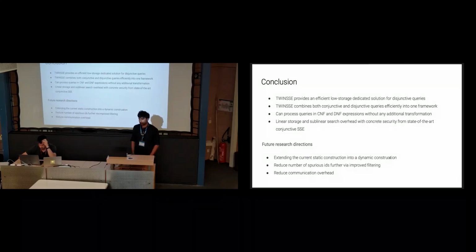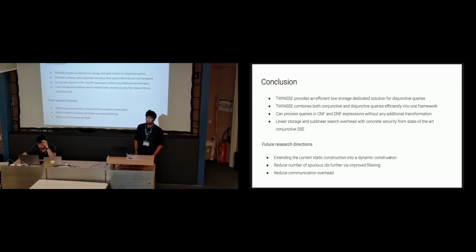In conclusion, we provide an efficient low-storage dedicated solution for disjunctive queries which can also process conjunctive queries efficiently. And if you expand your query processing method, you can also process CNF and DNF queries very efficiently. Our algorithm incurs linear storage overhead and sublinear search overhead. And the security of this scheme is strictly inherited from the underlying conjunctive SSE scheme. As future directions, we would like to extend this to a dynamic setting, but that is quite challenging at this moment. So we leave that as interesting future work.